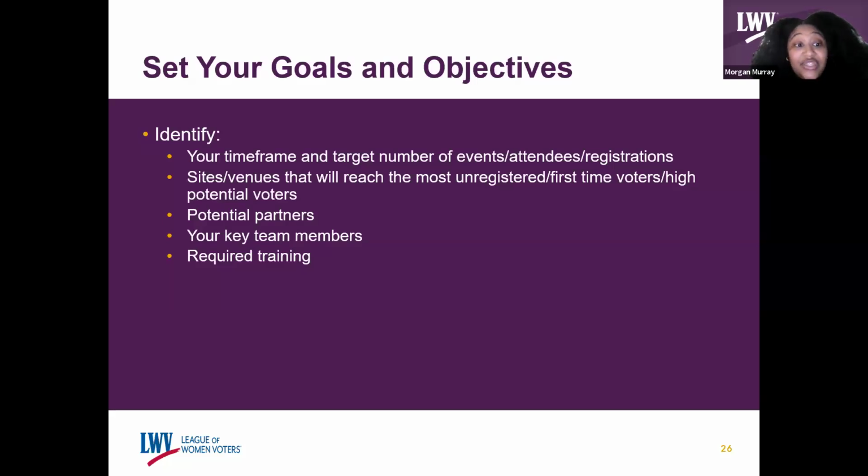So what locations or venues may help you reach the most unregistered, first-time voters, and really those high potential voters, those who may vote infrequently? Some voters may vote in the presidential election, but maybe not in primaries or state or local elections. So think about those voters as well. I know you all are probably at sites where you're reaching your intended audience, but even think about other areas that may help you reach the people that you are trying to reach with voter information.